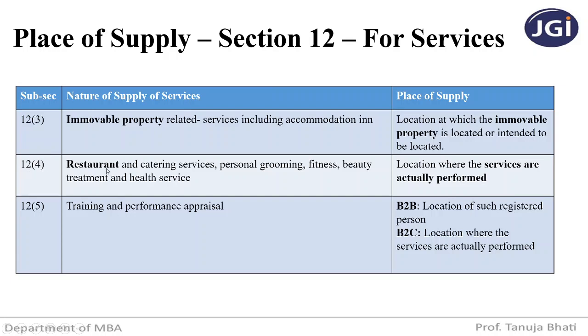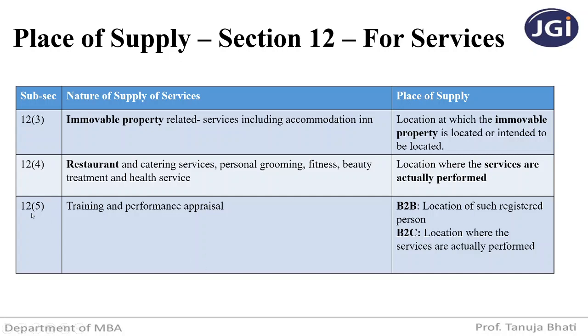Let us see the second case, which is covered under Section 12 subsection 4: services relating to restaurant and catering, personal grooming, fitness, beauty treatment and health services. In such a case, the place of supply is going to be the location where the services are actually performed. So if the supplier is providing such services, the place of supply, which is the taxable jurisdiction, is going to be that particular place where the services are actually being performed.